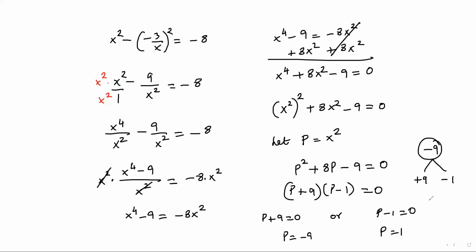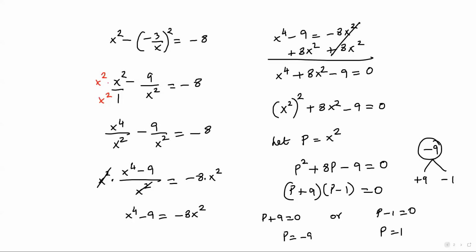So now I have solved for p. But my target is to find the value of x. To make the solving process easier, we assigned a new variable p. We solved for p, and now p has to be replaced by the original variable x square. So in these two equations, we have to replace p by x square. In that case, we'll get x square is equal to negative 9 and x square is equal to 1.